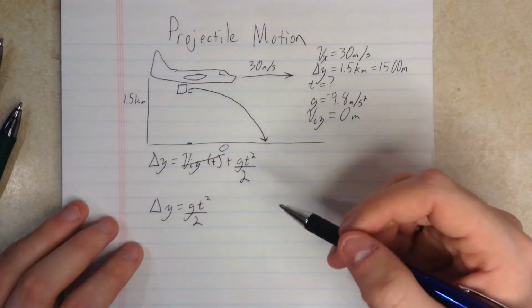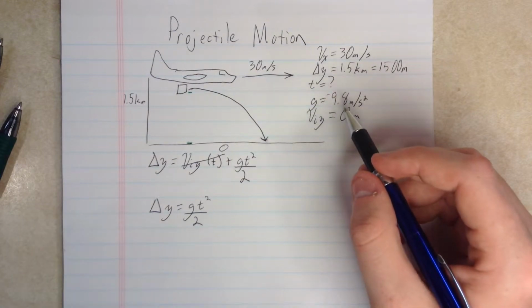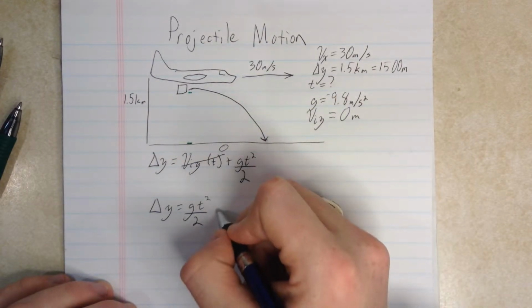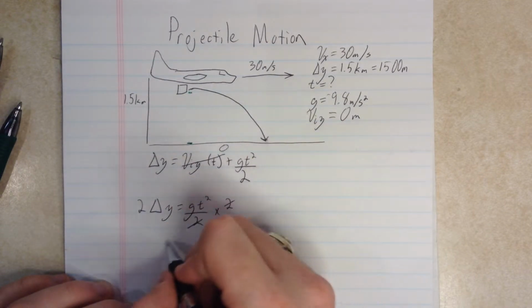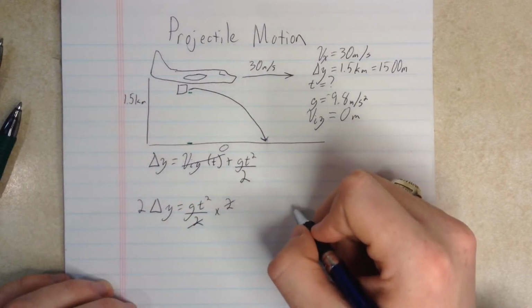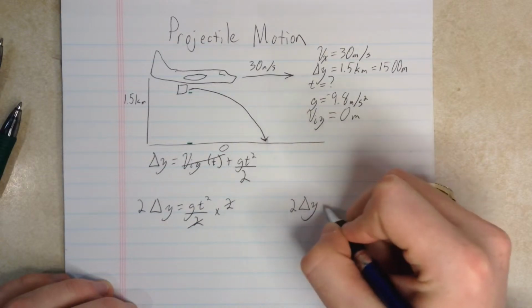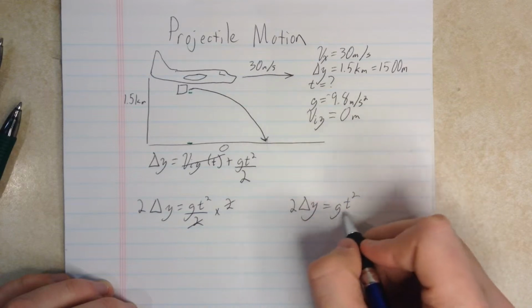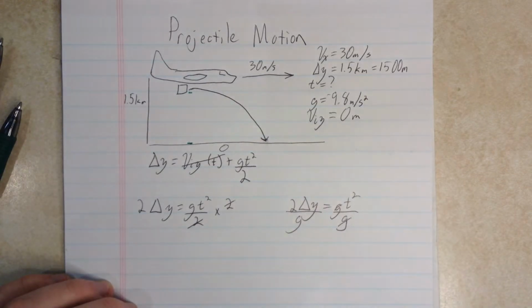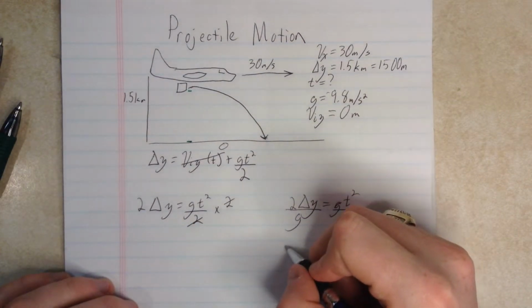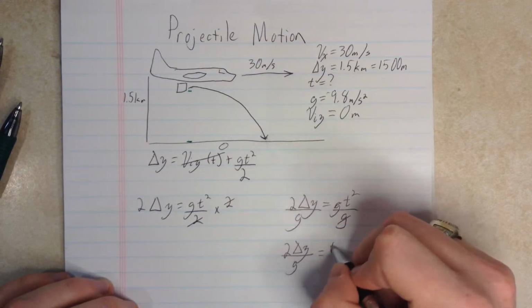Now at this point, we've picked our equation. We can solve it for our unknown. Our unknown is time. So let's go ahead and rearrange it. We'll start out by multiplying both sides by 2. Our 2's cancel on the right. So then we have 2 delta y equals g t squared. Next we'll divide both sides by g, and our g's on the right-hand side cancel out, and we are left with 2 delta y over g equals t squared.